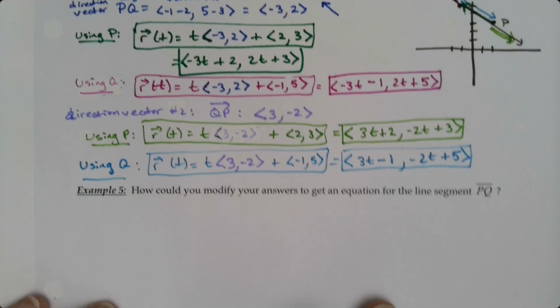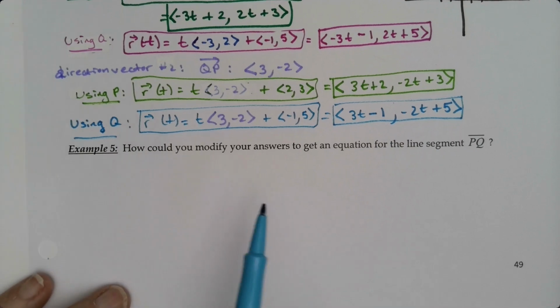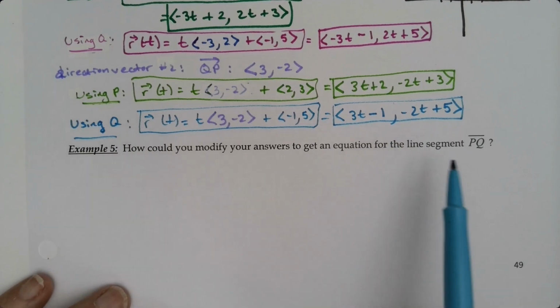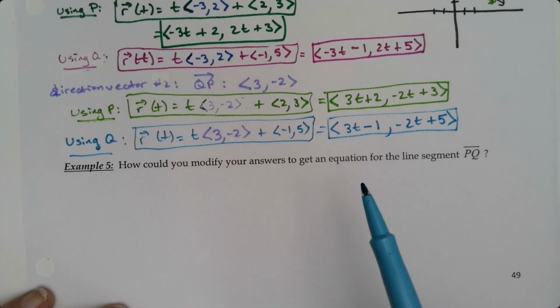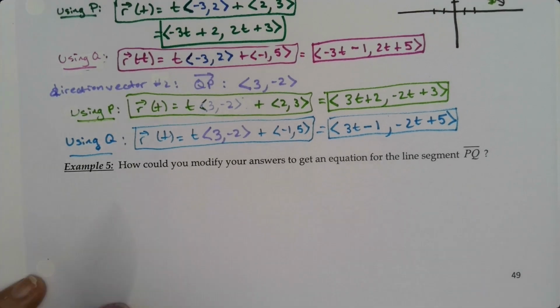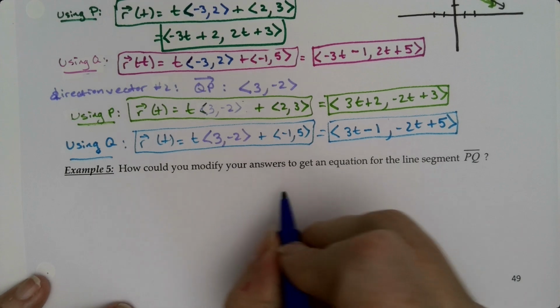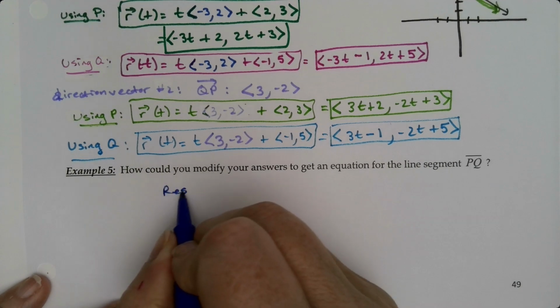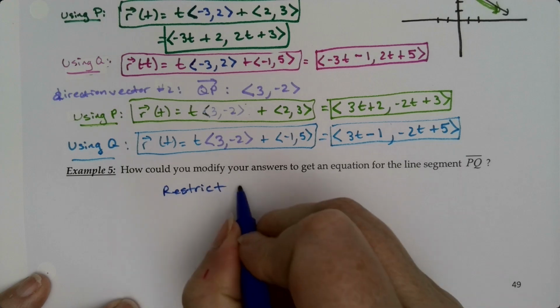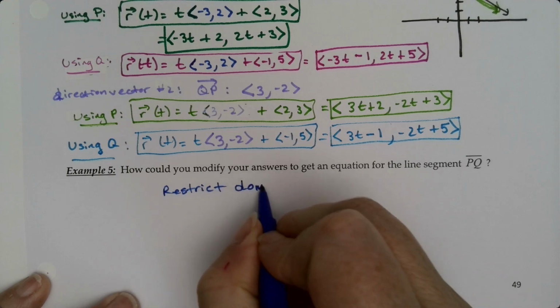All right, so example 5, how could I modify those answers to just get the line segment? And the answer is you just need to restrict your domain, right? So if you restrict your domain, you can get just from P to Q. Now you can only do it for a couple of them.